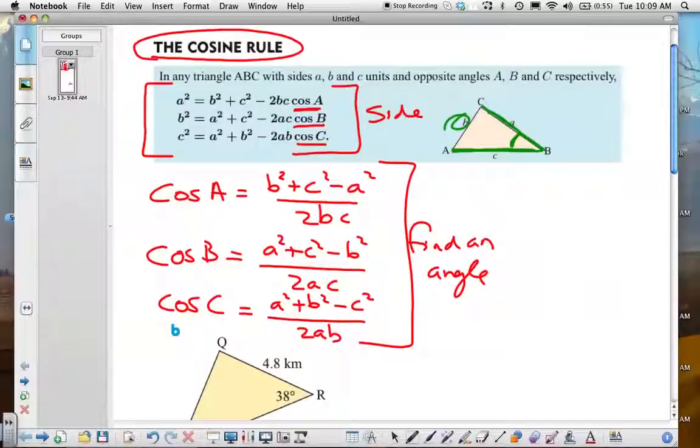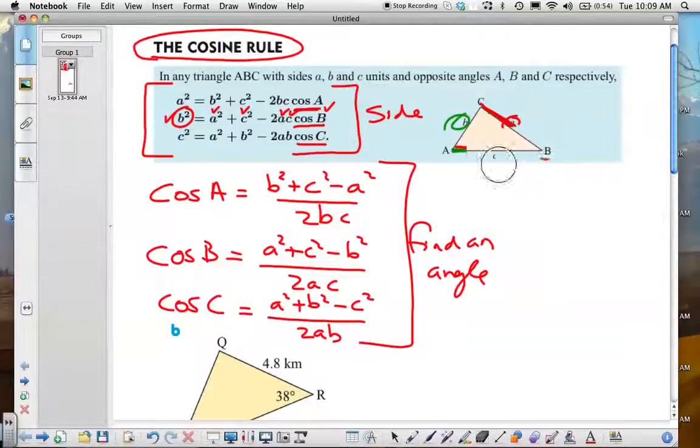So in this case over here, I would have small c, I would have small a, and I'd have angle B, and I want to find b, so I go to this formula, that one there. I've got that, I've got that, and I can use that formula. So when you have the side and the included angle, we use the cosine rule.